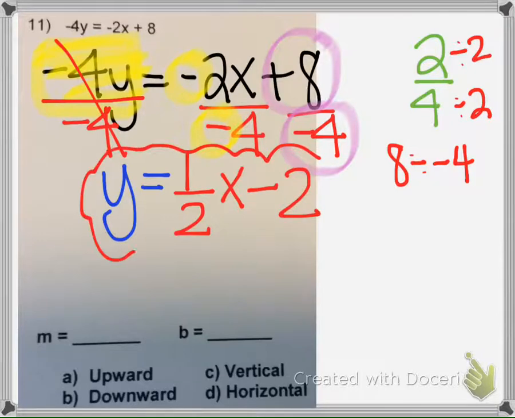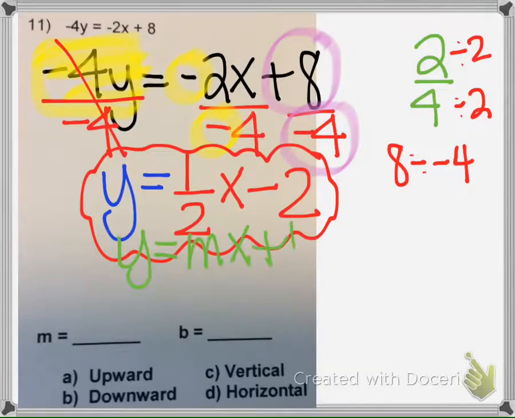So now we have the equation in slope-intercept form. So now that it is in slope-intercept form, we have y equals mx plus b.